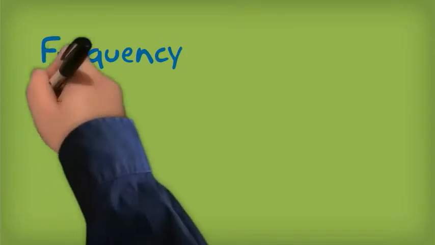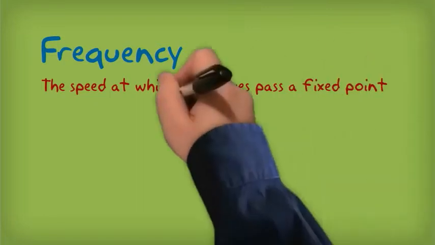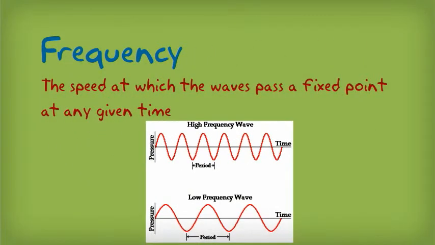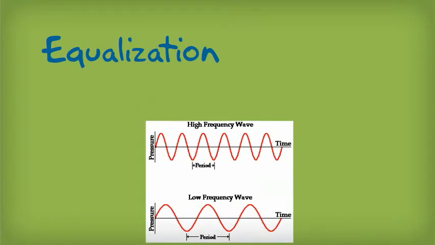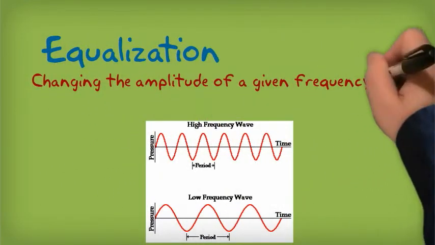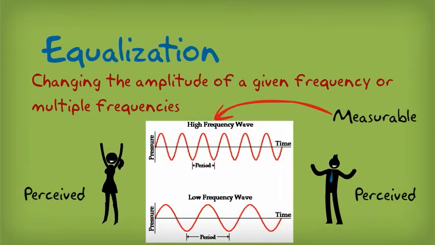The next part of the word stands for frequency. And frequency is the speed at which the waves pass a fixed point at any given time. So like you can see in the diagram, when the waves pass quickly, they're perceived as high sounds, and when they pass slowly through a fixed point, they're perceived as low sounds. Equalization is kind of a mix between amplitude and frequency. It's the changing of the amplitude of a given frequency or multiple frequencies. And just to review quickly, frequency and amplitude are things that are measurable, whereas whether it sounds high or low or loud and soft are things that are perceived.